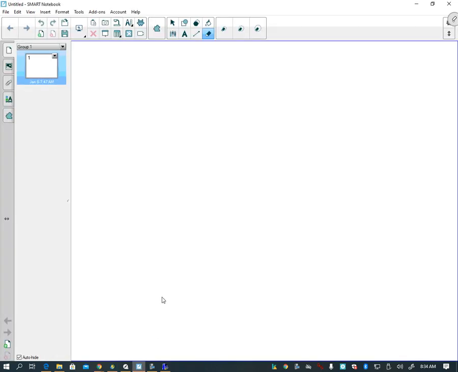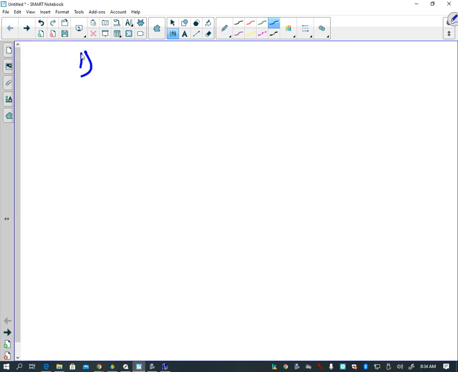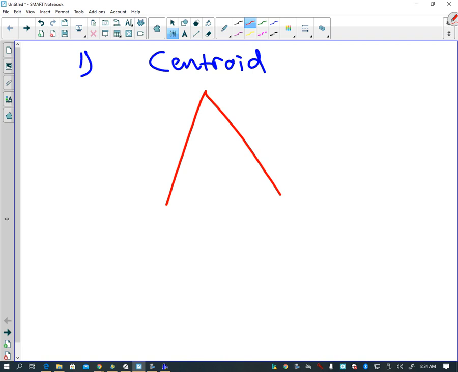Okay, so the first question on our test is going to deal with centroids. You guys have worked with centroids before. A centroid is based upon a triangle that has 3 midpoints, something like this. Okay, do we see these 3 midpoints?